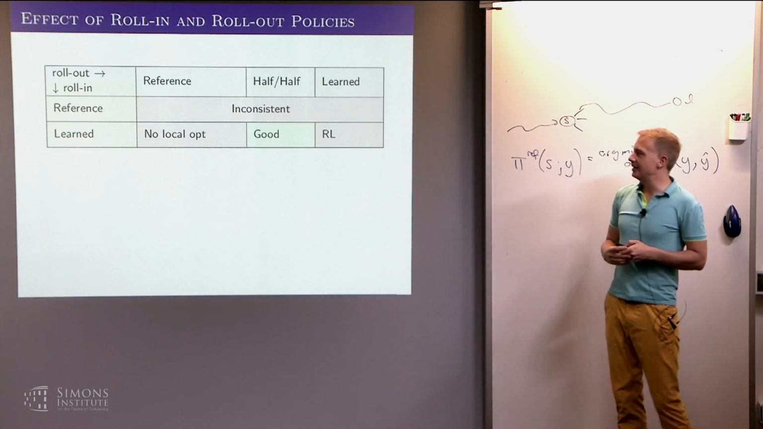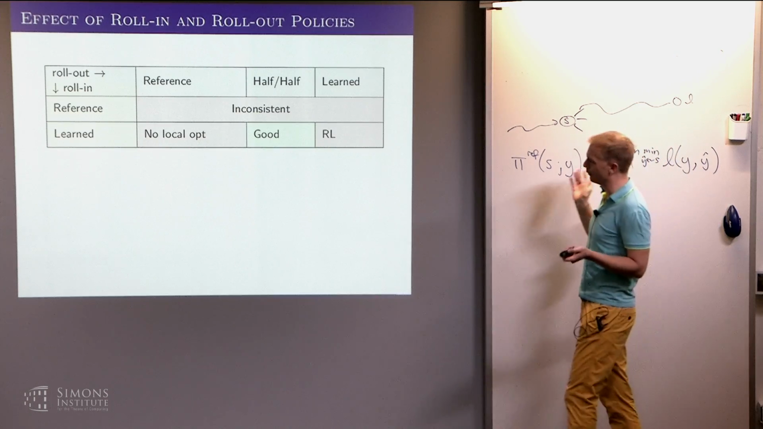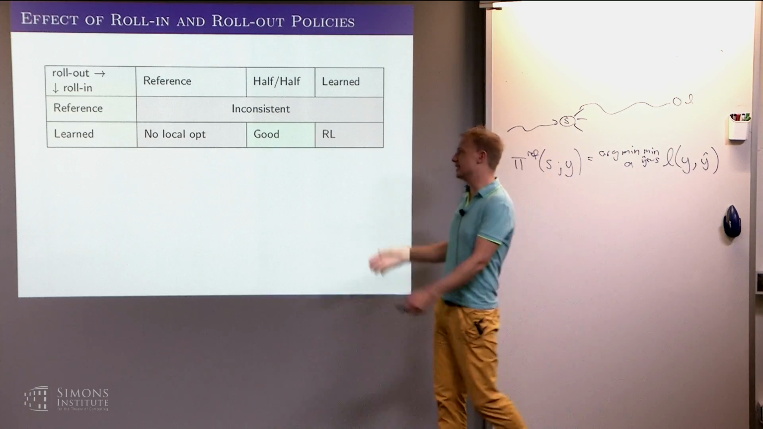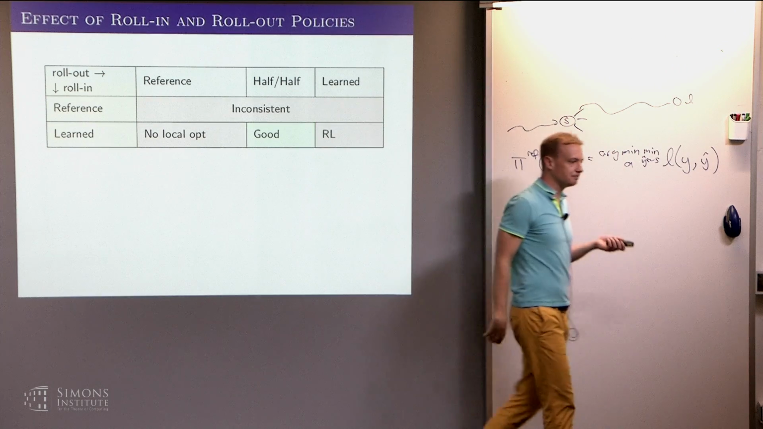Okay, so the first thing we did was a bunch of lower-bound-like things. We looked at different ways that you can do roll-in and roll-out. You can roll in with the reference policy, which is like getting stuck next to a pipe. You can roll in with the learned policy, that's much more like DAgger. You can roll out with the reference policy, you can roll out with the learned policy, and you can roll out with a 50-50 mixture of the two.